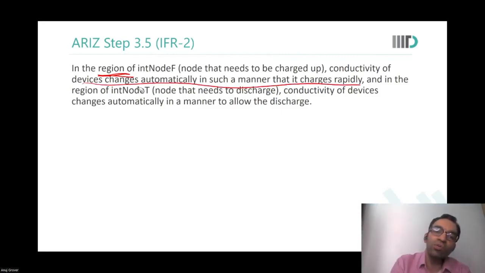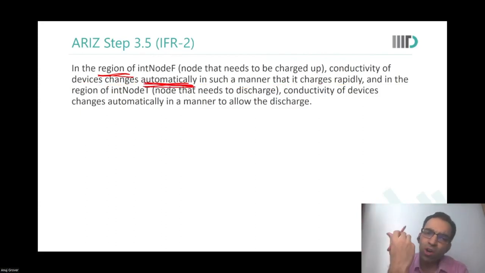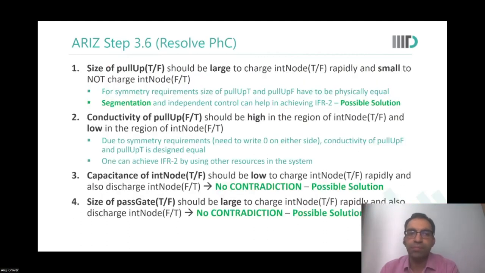You see, we are using some terms automatically. It automatically does it. It happens. We already used the term region, so that I can already start to think of separation in space. So we formulate the problem in a particular manner. And we now start to resolve the physical contradictions.